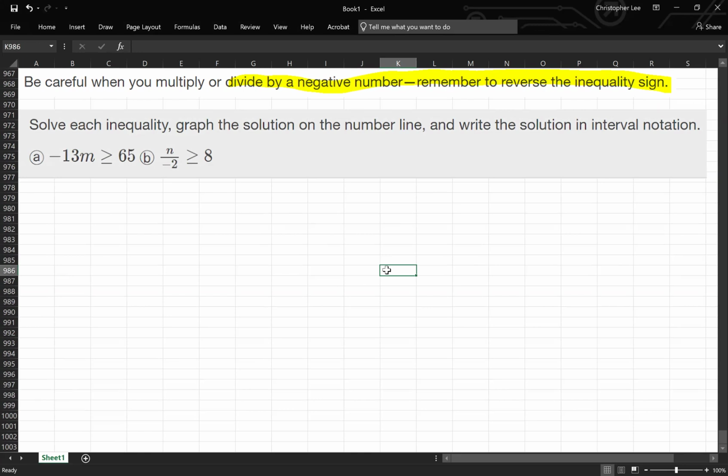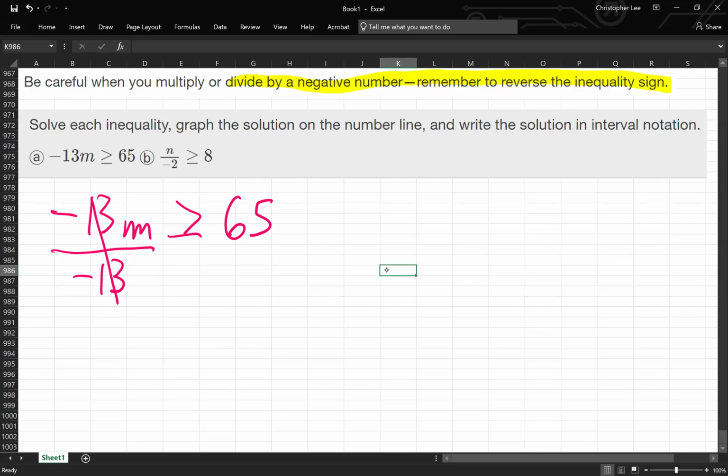All right. So let's take a look at this real quick, right? So for A, I have negative 13m is greater than or equal to 65, right? This is the same process as before. I have a number that's in front of the m, right? So I want to get rid of it, right? So I'm going to divide by the negative 13. But you know, whenever I do something to one side of the inequality, I have to do it to the other side of the inequality. So I'm going to divide this by negative 13.